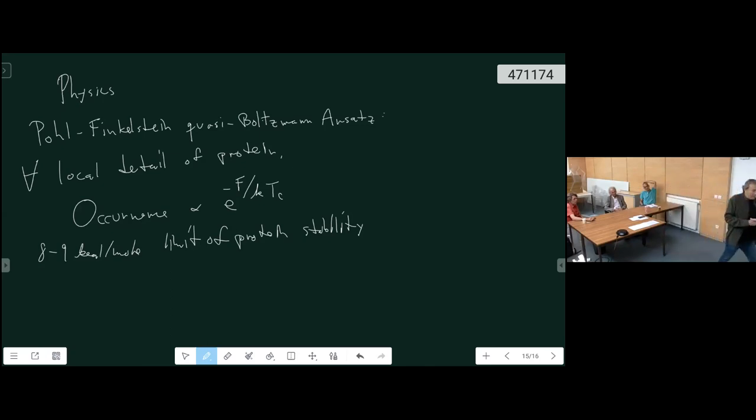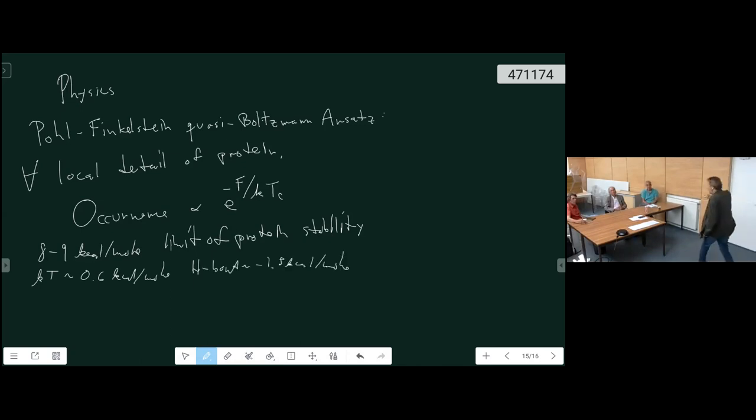I thought I would give you a little bit more energetics. KT, so the thermal fluctuations, are about 0.6 kilocalories per mole. A hydrogen bond, an H bond, is about minus 1.5 kilocalories per mole. This is in the aqueous environment, there's a difference between aqueous and non-aqueous. In the aqueous environment, the hydrogen bond is about minus 1.5 kilocalories per mole.